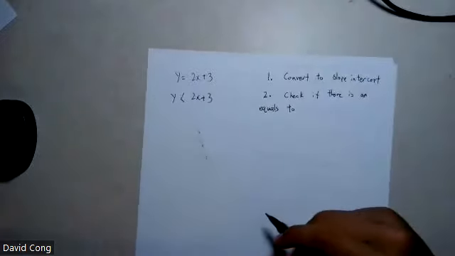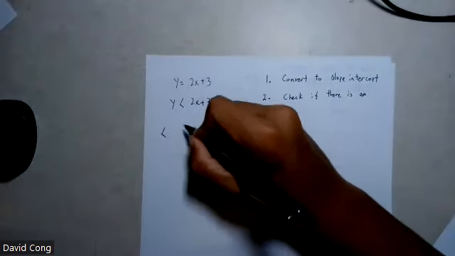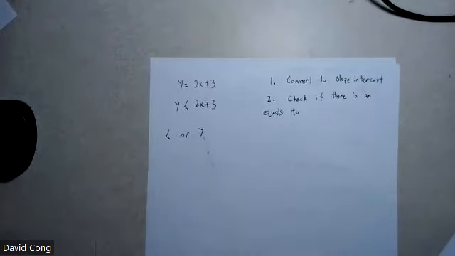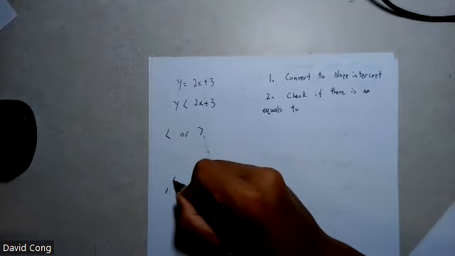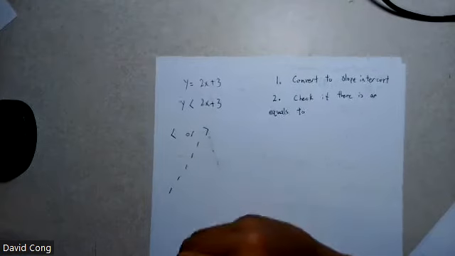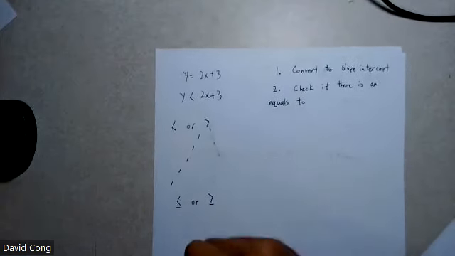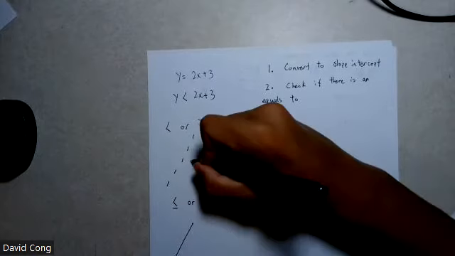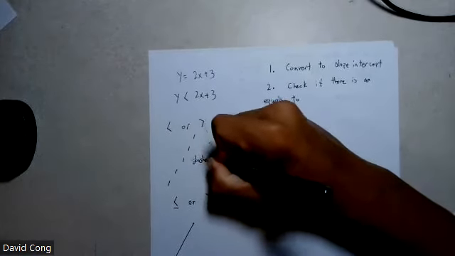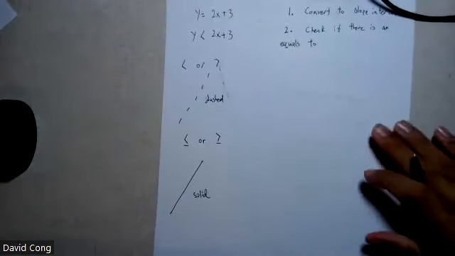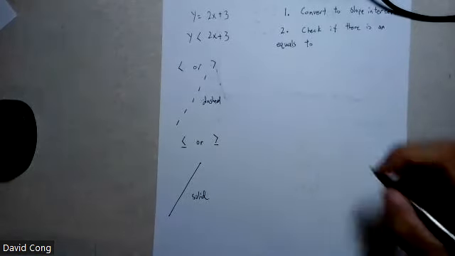so this is where we have 2 cases. When it's this or this, instead of drawing a solid line in our graph, we actually draw a dashed line. But if we have this or this, it's a solid line. So this is dashed, and this is solid. And now, step 3.